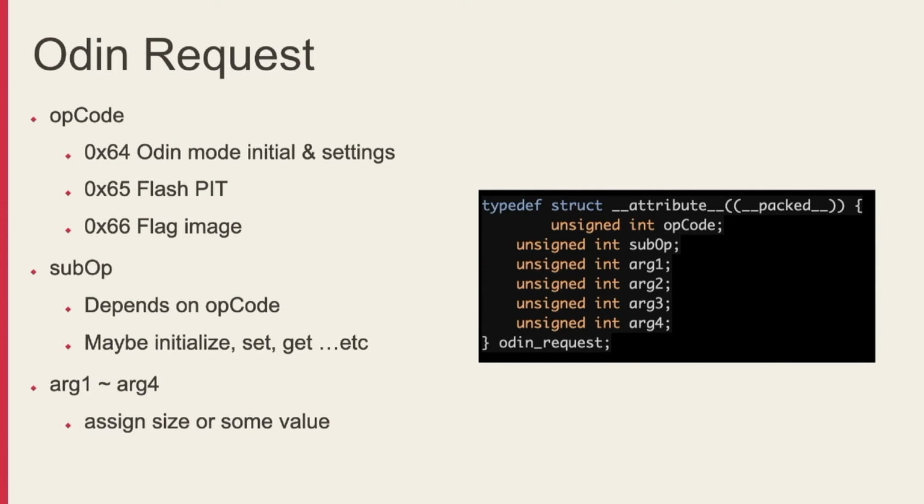Odin request is very simple. We send an integer as operation code. The operation code specifies the function we want to use in Odin. And then we follow that with another integer, a sub-operation, to tell Odin whether we are going to set, get, or initialize something. And finally, we can have some argument.